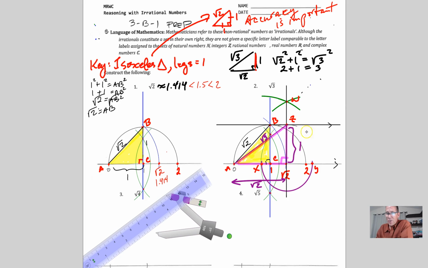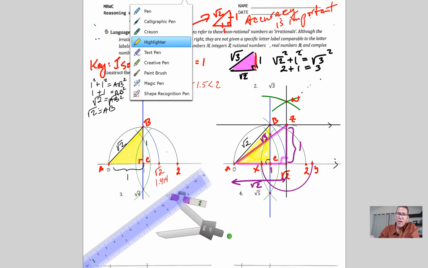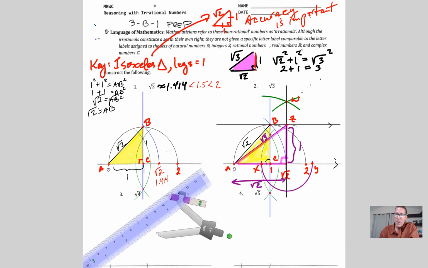The base is root 2, the height is 1, and the hypotenuse is root 3. That's this triangle that I was talking about earlier. And that's my goal. I'm almost done with the construction. I'm one step away. So hang in there with me here. I know this is a lot. All right, so here we go.